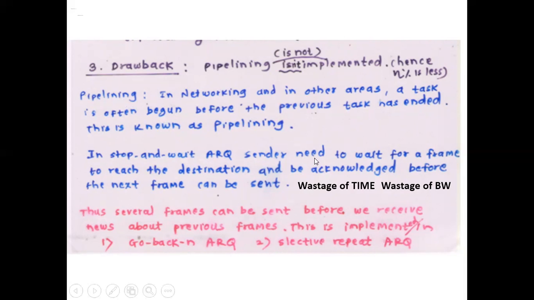In stop and wait ARQ, the sender needs to wait for a frame to reach the destination and to be acknowledged before the next frame can be sent. So there will be a wastage of time and bandwidth in that duration. Several frames can be sent before we receive news about previous frames. This is implemented in the following techniques: go back n ARQ and selective repeat ARQ. One by one we will see what go back n ARQ and selective repeat ARQ are.